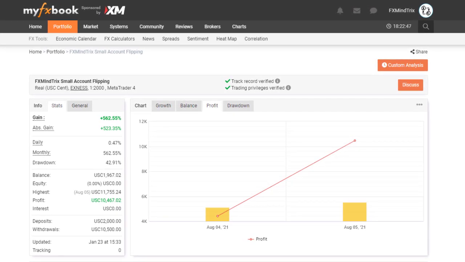So for those of you who don't know, micro accounts are accounts where when you deposit money into the account, for example US dollars, the balance is not going to show you US dollars. Instead, it's going to show your balance in cents. So you can see on the screen, this is an account which I traded. Initially, I deposited $20 into this trading account. But as you can see from the screen, it's actually not showing you $20, but rather it's showing you 2,000 US cents.